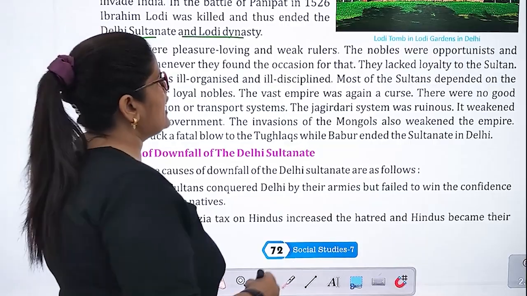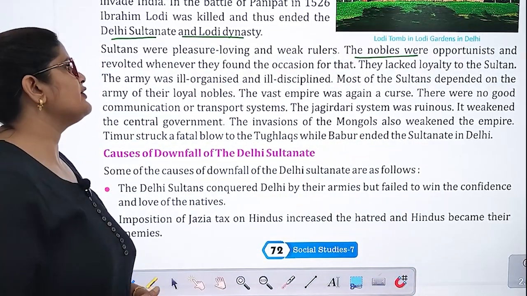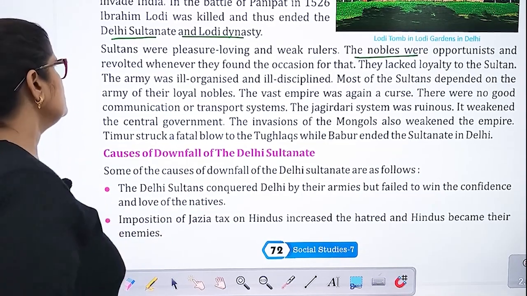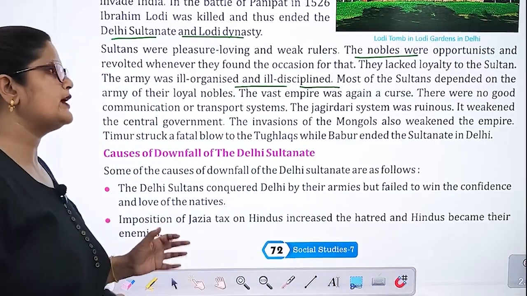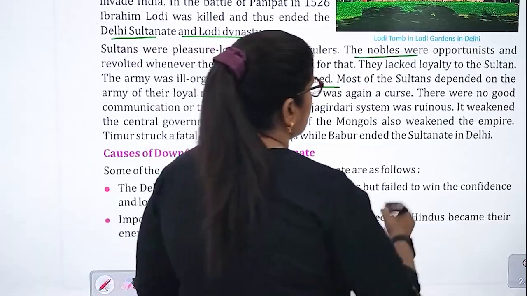The Sultans were pleasure-loving and weak rulers. The nobles were opportunists and revolted whenever they found the occasion. So they lacked loyalty to the Sultan. The army was ill-organized and ill-disciplined. Most of the Sultans depended on the armies of their loyal nobles. The vast empire was again in chaos.